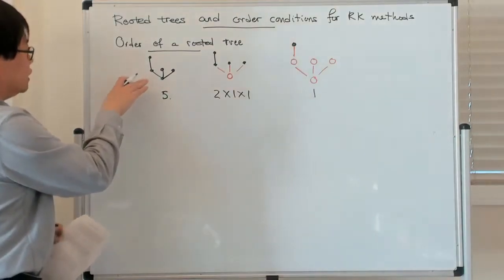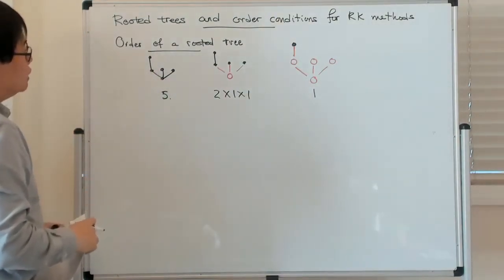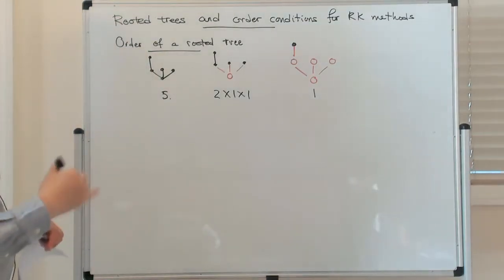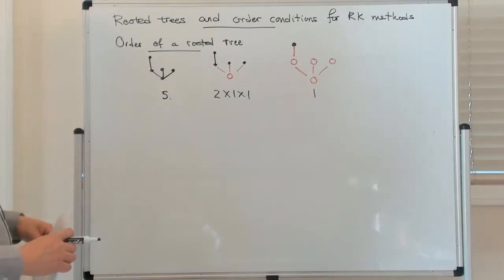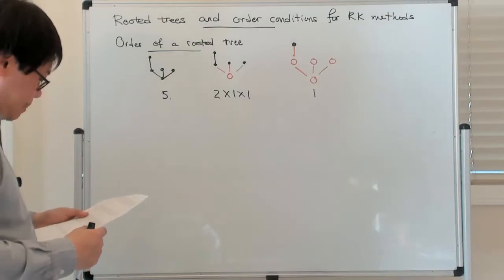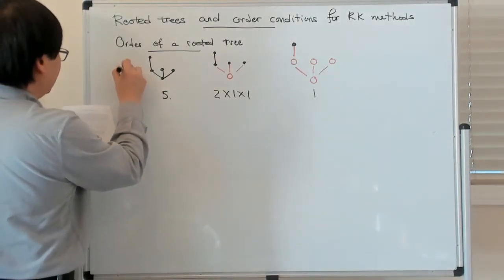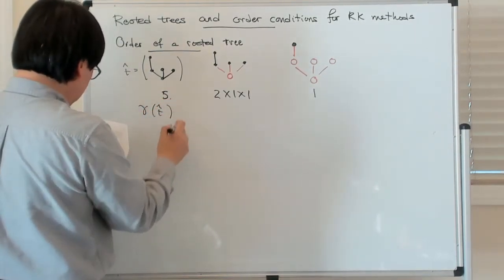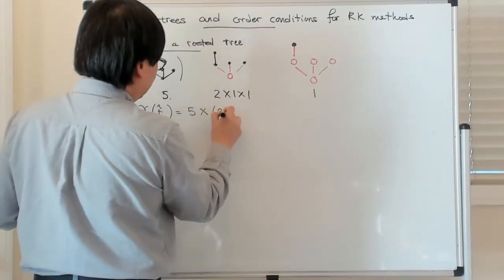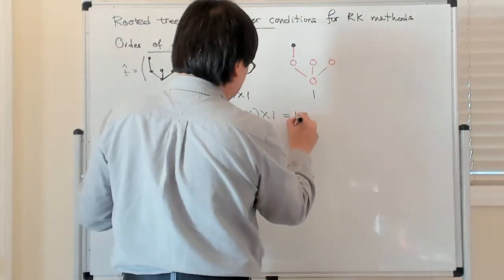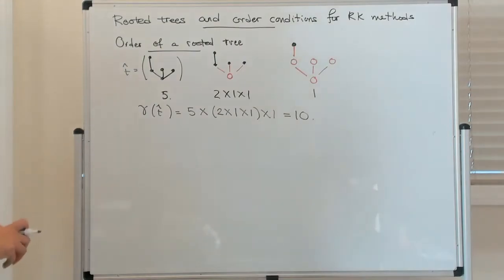So there's a systematic way, if you will, of deflating the rooted tree by deleting the root and then counting what's left over. One way to think about this is that it's a way to count the number of ways there are of arriving at the same tree by this branching type technique. So this is a way to compute some multiplicity. If you think of this thing as t hat, then gamma of t hat is going to be 5, times 2 times 1 times 1 times this last piece here times 1. That's of course just 10. So this is how you go about computing the order of the tree.